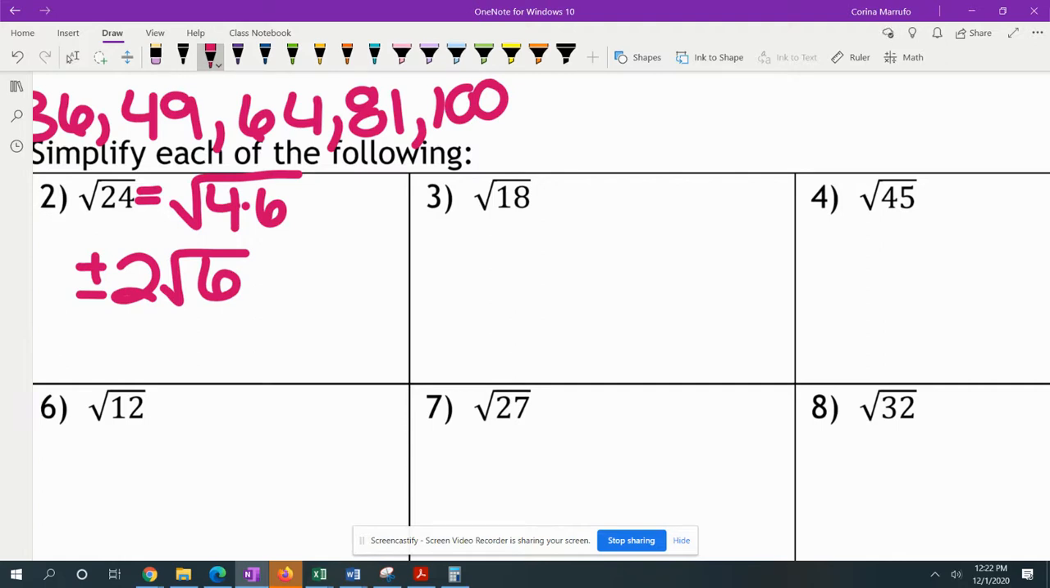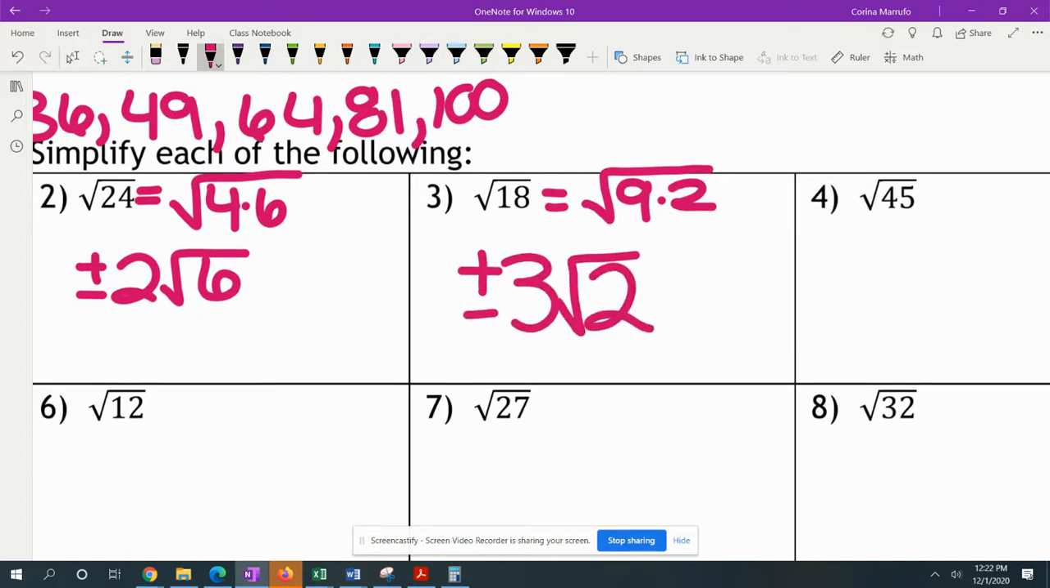All right, the next one, 18. So two numbers that multiply to give us 18. Remember, keeping in mind that it has to be a perfect square, so we can't use 3 times 6. We would have to use 9 times 2. Now we can take the square root of 9 and get a whole number. That would be plus or minus 3, and the 2 would stay trapped inside the square root.